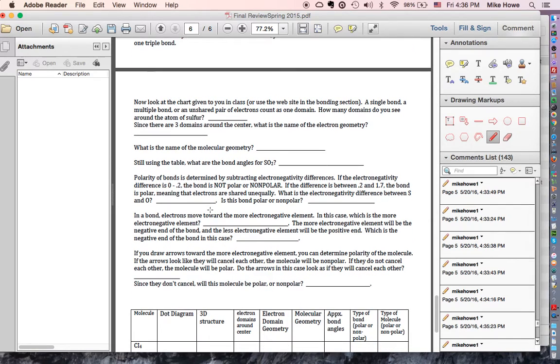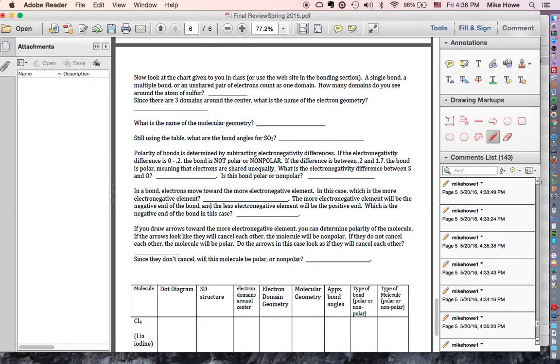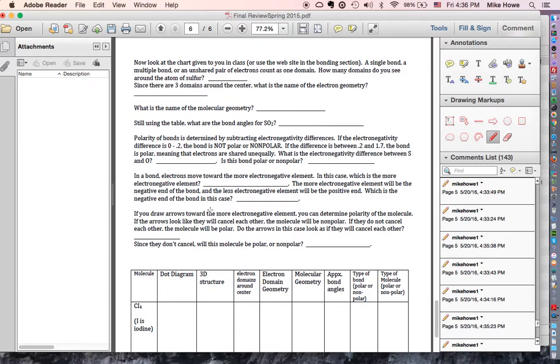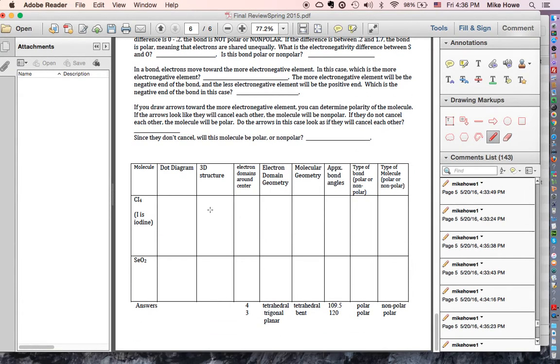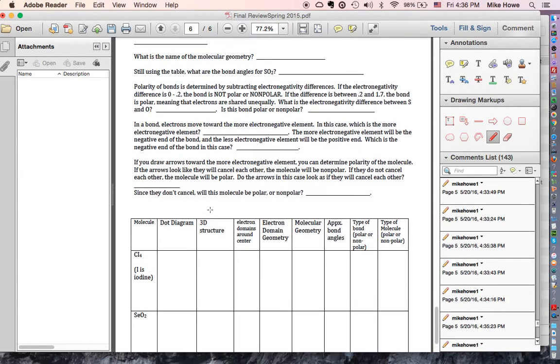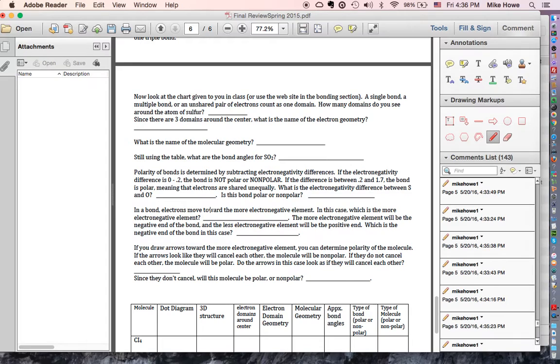All right. Now what we're going to do is look at this chart that we were given in class, or the one that's on the back side of your final review. So we're looking for domains. Domains are regions where the electrons are living. You're going to have to look at the actual chart that you have on the back side of your final review for this. So I'm going to talk through it, but you're going to have to follow along on your chart. All right, so how many domains are there around this atom of sulfur?